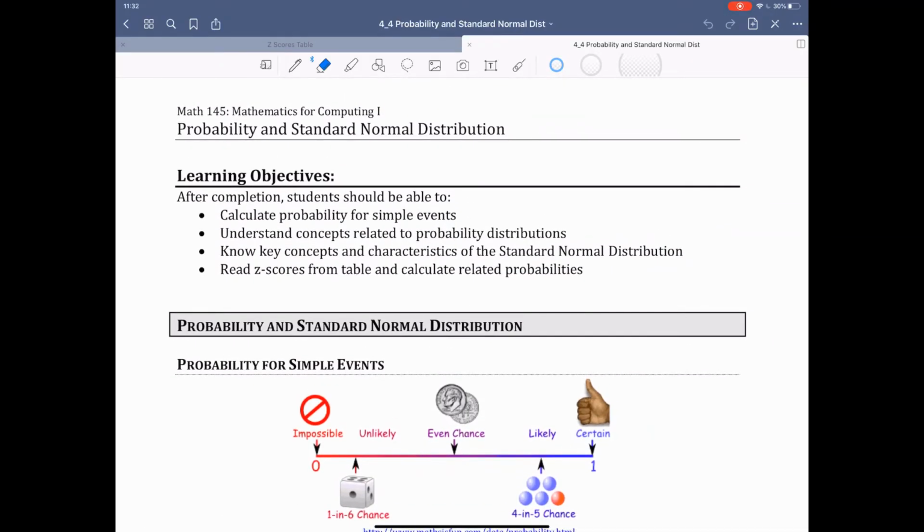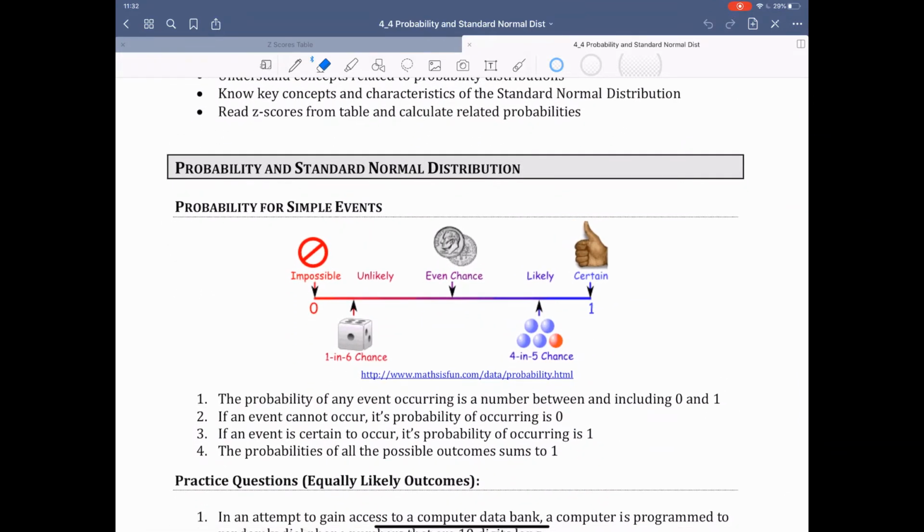Okay, moving on from statistics, we're now looking at probability and the standard normal distribution. After today, you'll be able to calculate probability for simple events, understand concepts related to probability distributions, and know key concepts and characteristics of the standard normal distribution, which involves reading z-scores from a table and calculating related probabilities. So just a little bit about probability and the standard normal distribution.